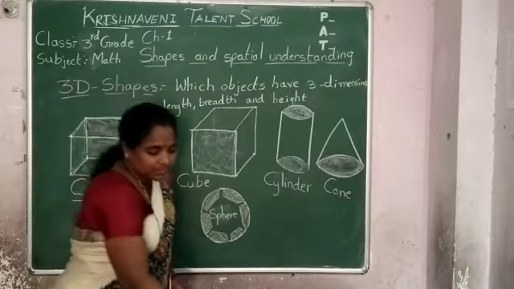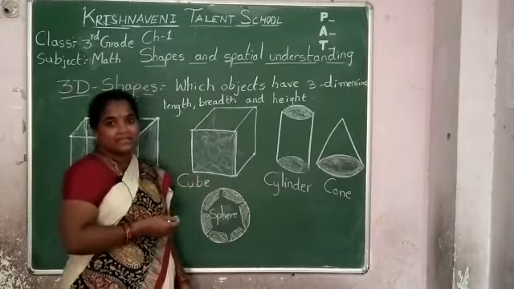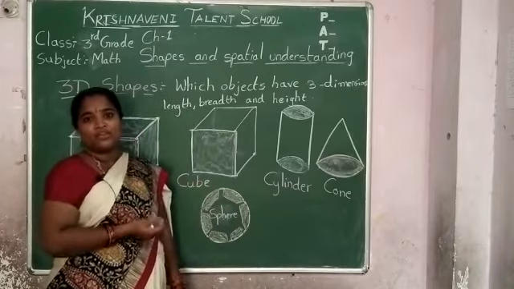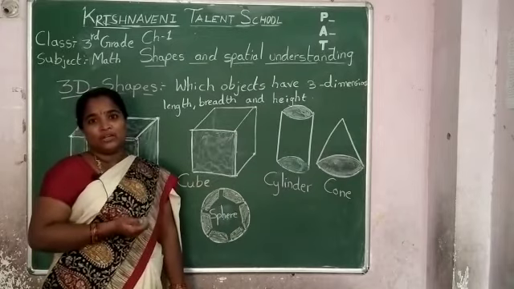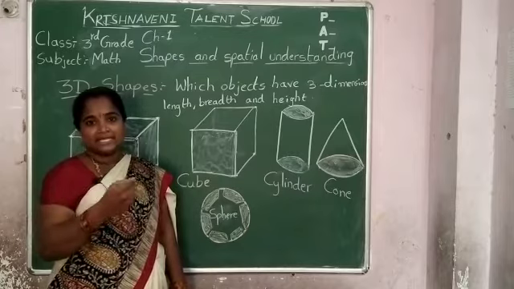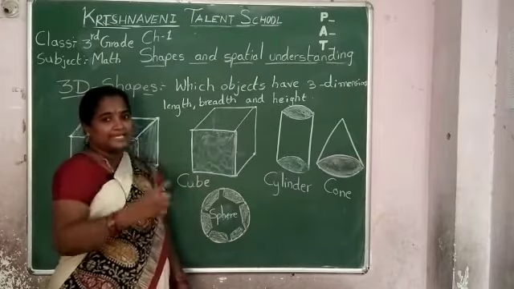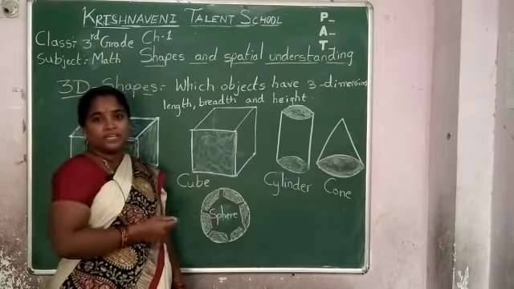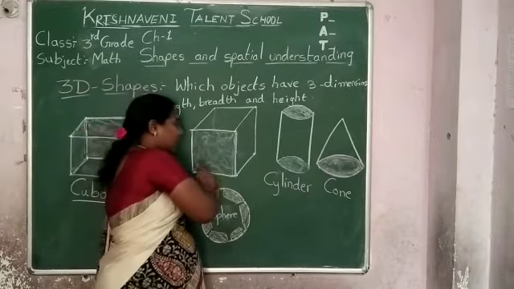What are the examples of a cube? Chalk piece box and dice. Do you know dice? Where do you use this? When you are playing indoor games, Ludo and snakes and ladder, there you are using the dice. That is an example of a cube. Next, ice cube, sugar cubes. These are examples of a cube.